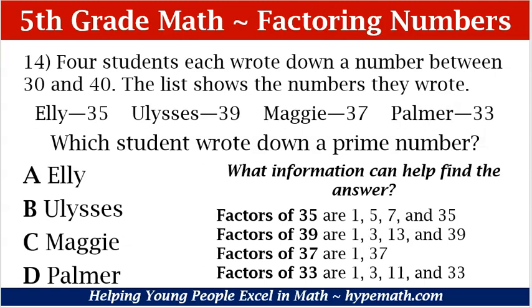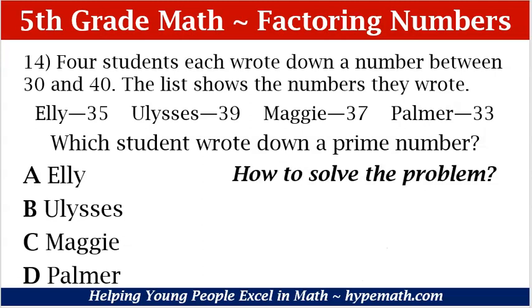Maggie said 37. The factors of 37 are 1 and 37. Lastly, Palmer said 33, and we see that the factors of 33 are 1, 3, 11, and 33. How do we solve this problem?